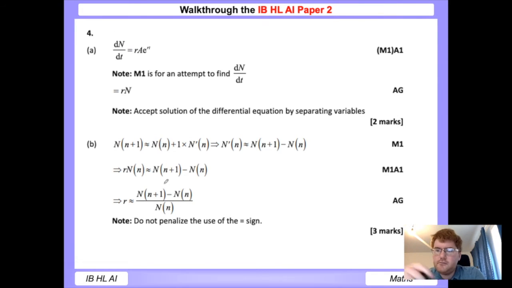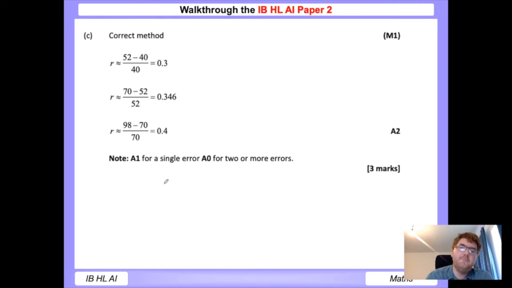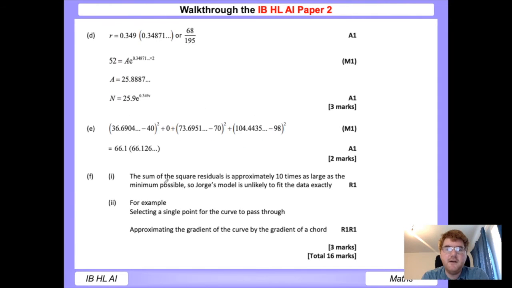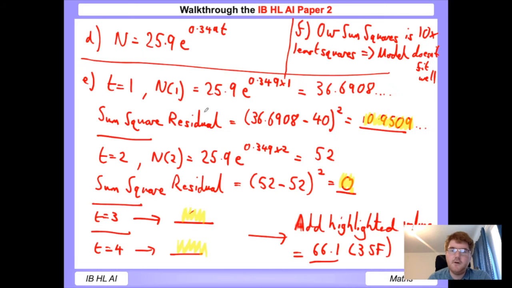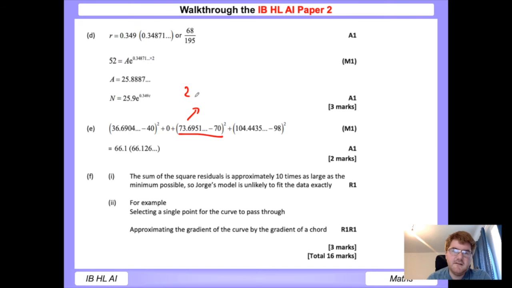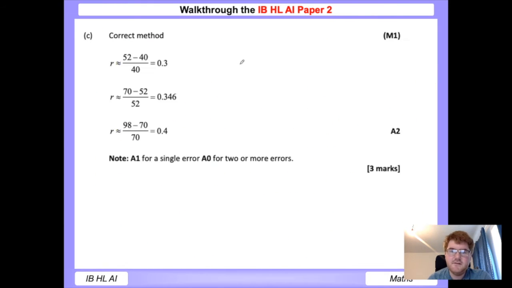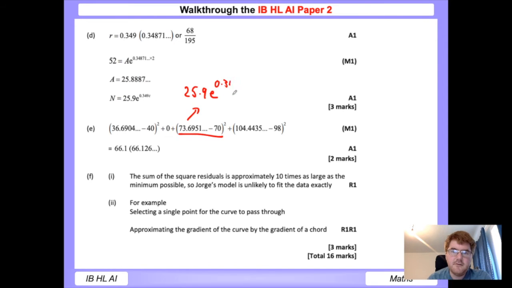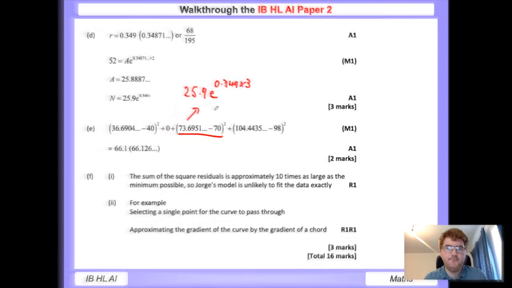So you can see the overall mark scheme, so feel free to have a go through this, but I've explained it, particularly if you're not sure about part e, about where these values come from. This value comes from putting in 25.9 e to the power of 0.349 times 3. Okay, and then you're measuring that against the real value from the table.